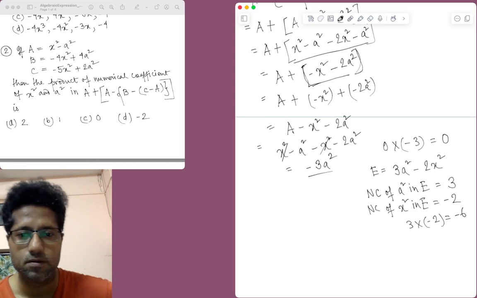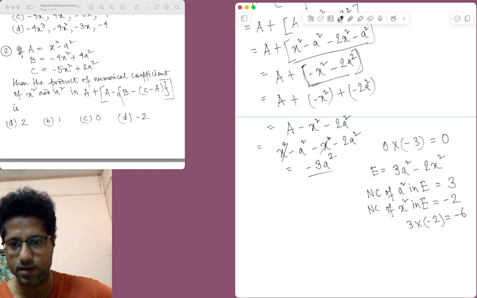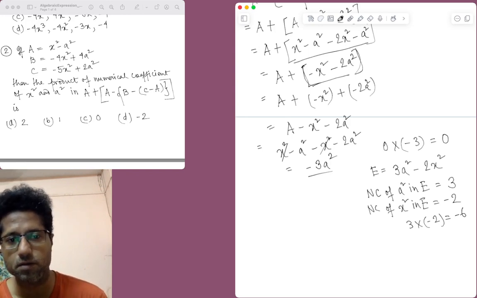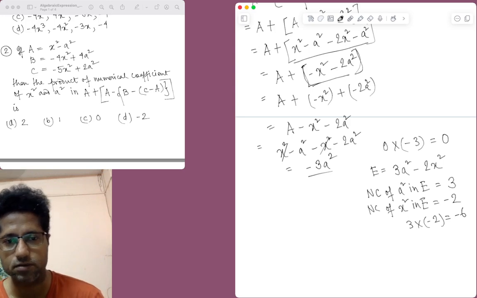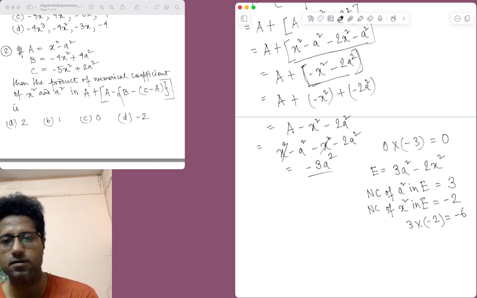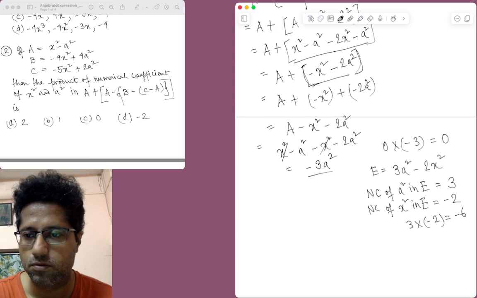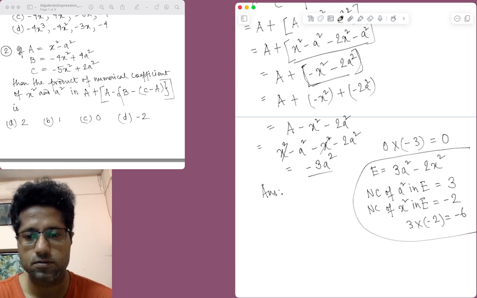But for this problem the answer is 0 because the simplified algebraic expression has come out to be minus 3a square and it has no x square. So the question says the product of numerical coefficient of x square and a square. The numerical coefficient of a square is minus 3, but the numerical coefficient of x square in the final simplified algebraic expression is 0. So 0 into minus 3 is 0. So this is about a side note. So the answer is choice C.